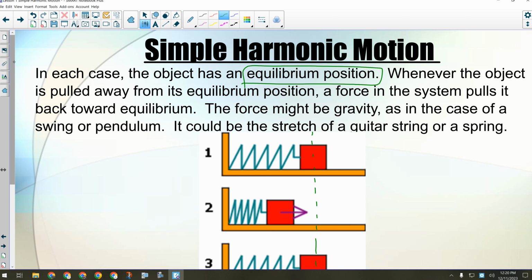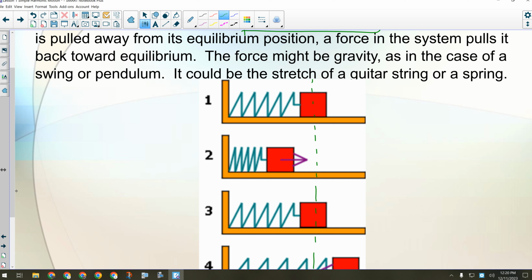All right. How many times in one oscillation is the object going to go through equilibrium? Two. If we start here, it's going to go back, then through equilibrium, and then come back again to equilibrium. So it's going to pass the equilibrium position twice in every oscillation.